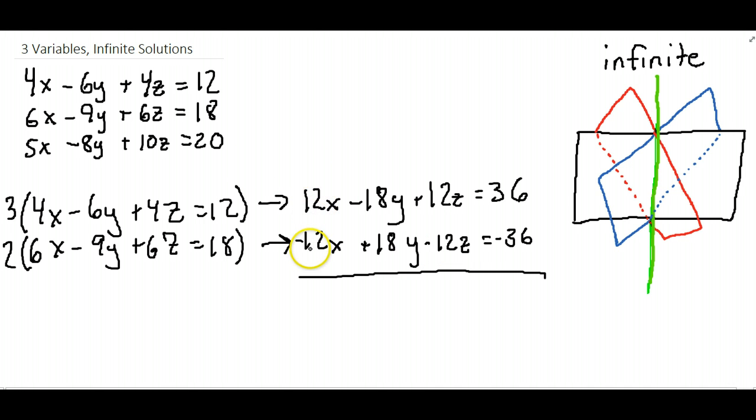We have 12x minus 12x gives us 0. Negative 18 plus 18 gives us another 0. Plus 12z minus 12z gives us another 0. Equals 36 minus 36, again, is 0. So we have 0 equals 0.